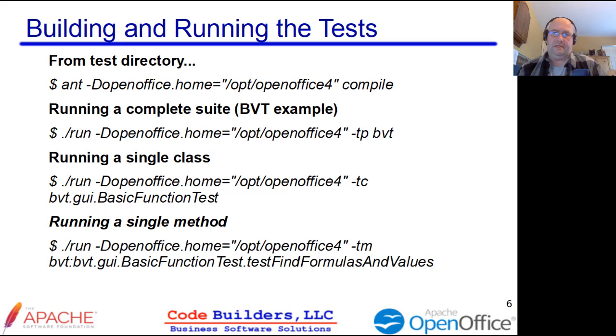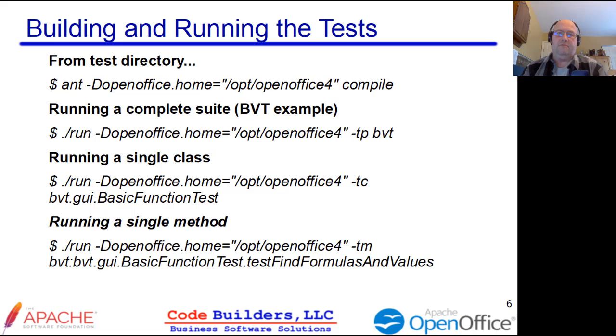To compile the tests, like I said before, Ant is a prerequisite. So on the command line from the test directory, you're going to run the ant command and then pass in an environment variable, OpenOffice.home, and point it to the office you want to use for compilation. It doesn't necessarily have to be the same office that you're going to run the test against, but it could be. And when I do it, that's usually the way I do it.